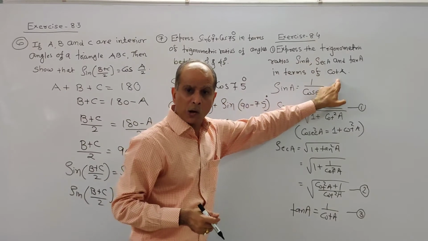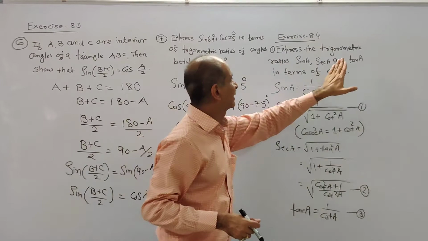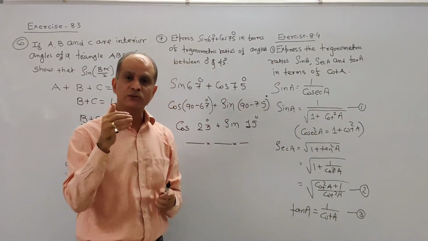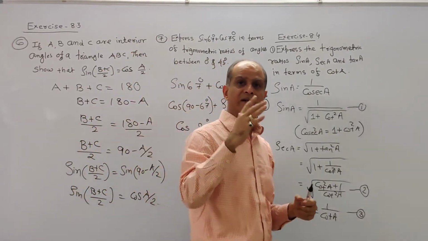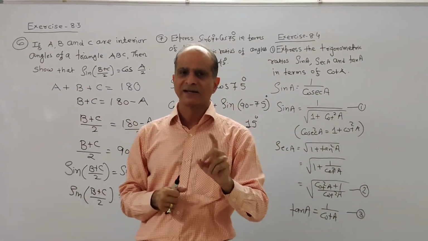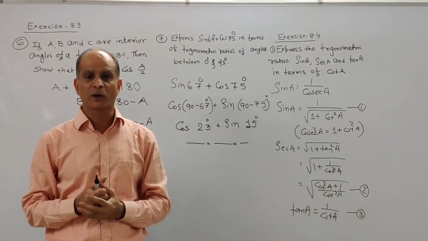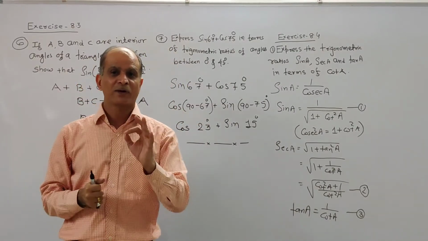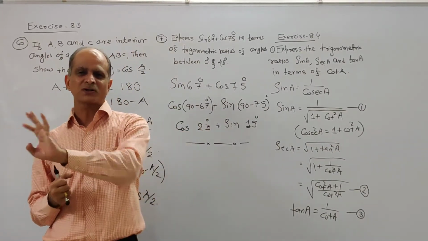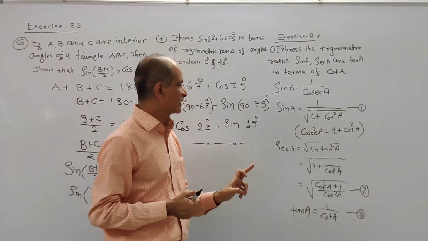Sin in terms of cot, sec in terms of cot, similarly tan A in terms of cot. For this you have to recall the fundamental identities of trigonometry. First fundamental identity is sin square theta plus cos square theta is equal to 1. Therefore, cos square theta is equal to 1 minus sin square theta and sin square theta is equal to 1 minus cos square theta.